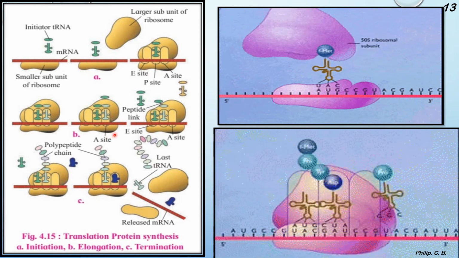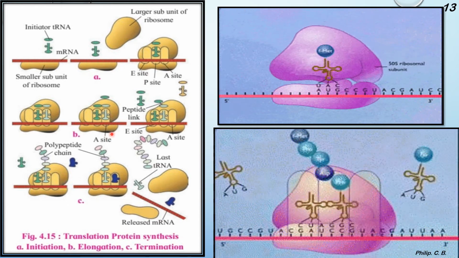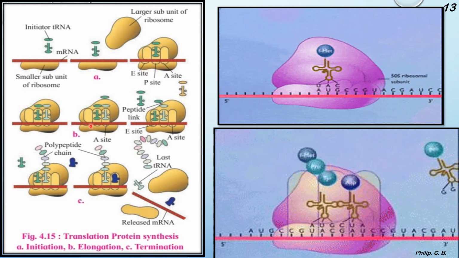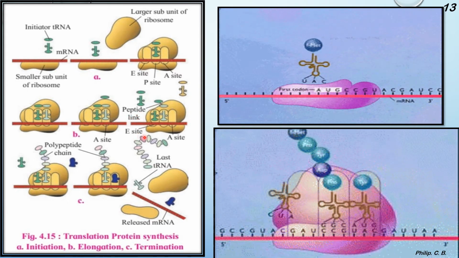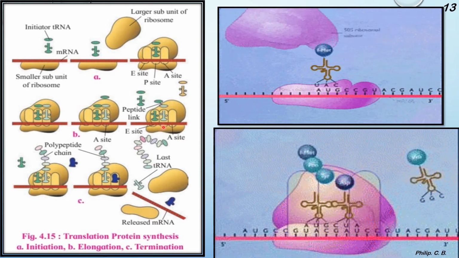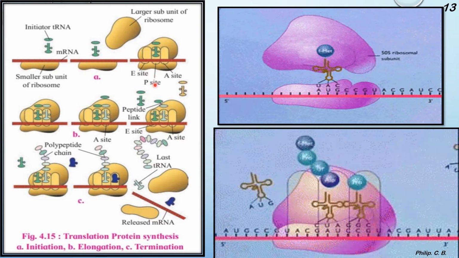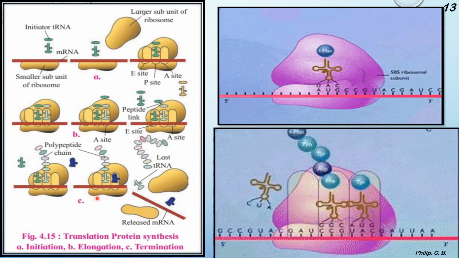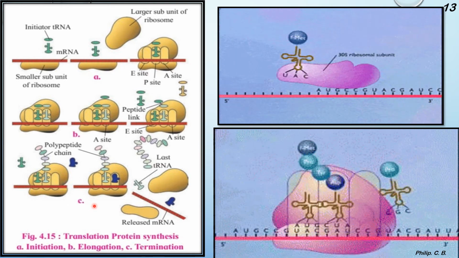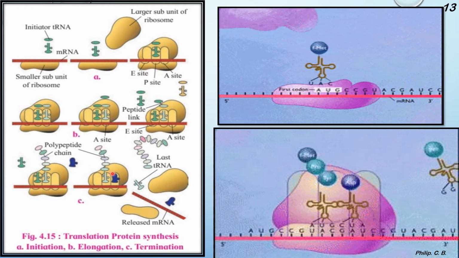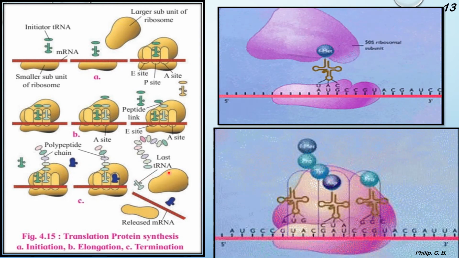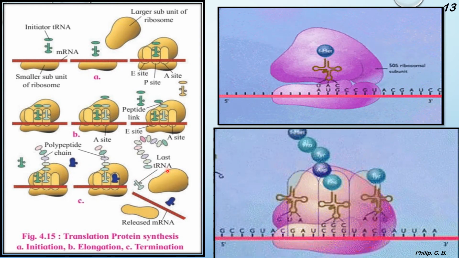Then B, which is the elongation. From the name elongation, how it continues. So you can see here the continuation process, polypeptide chain link is formed. Again E site and A site and P site where it gets connected, which you can see here clearly. Then C, termination, where it stops. So the polypeptide chain which is formed. Here you can see how the last tRNA is terminated.